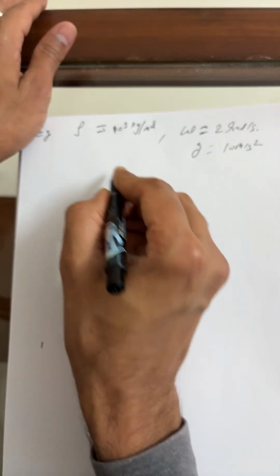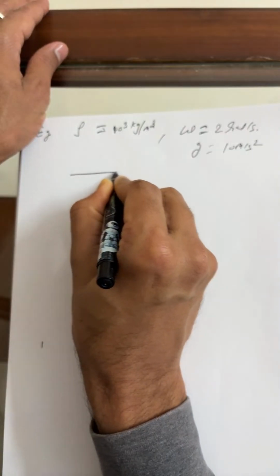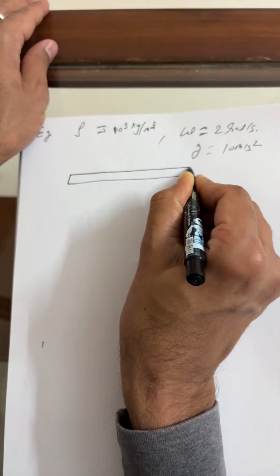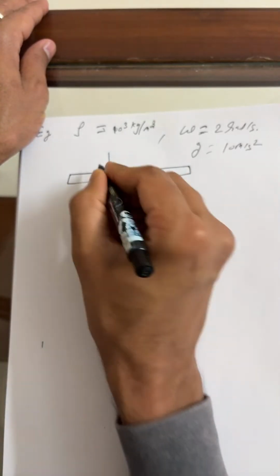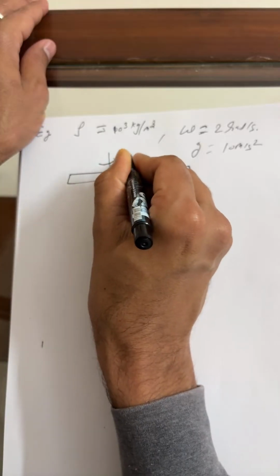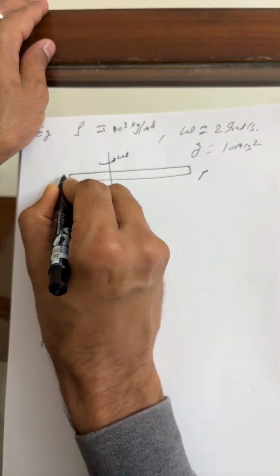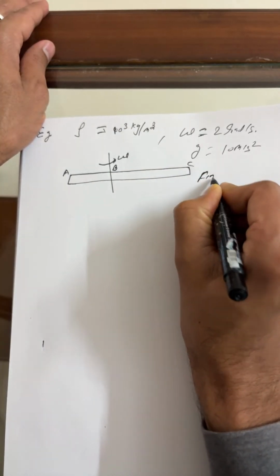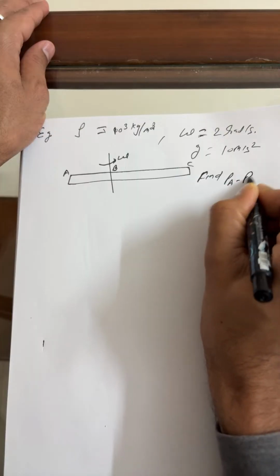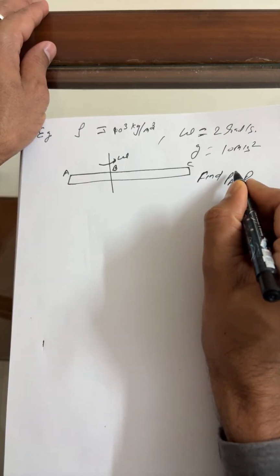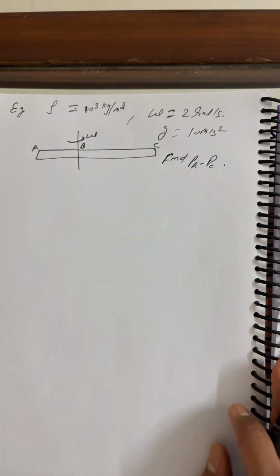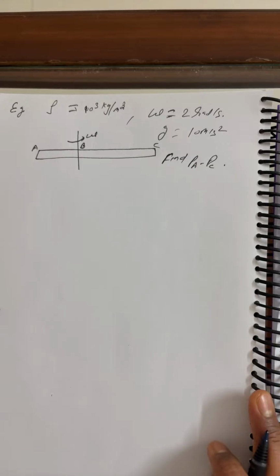What's the diagram here for the question? Yes, this is the question. Now this entire system is rotated with omega. You need to find, this is point A, this is B, this is C. Find pressure at A minus pressure at C. Do you want to try this question, Aryan, or should I do it?